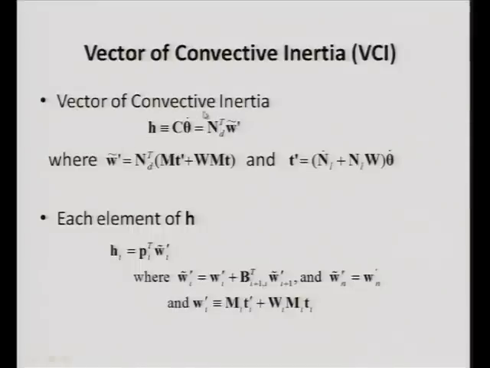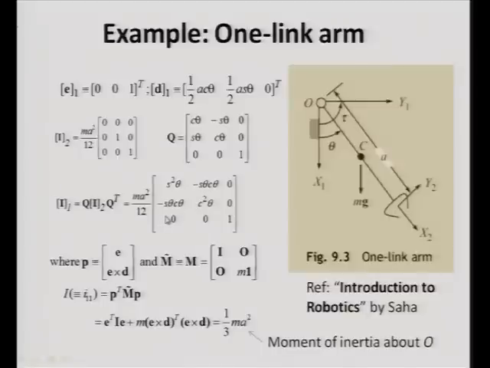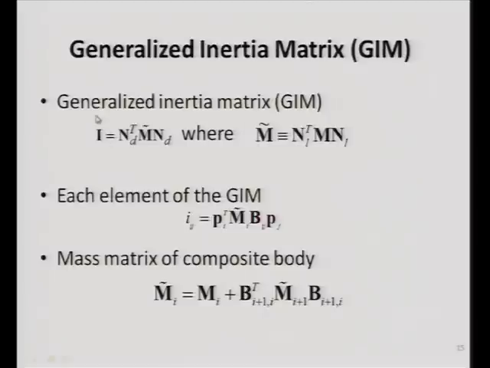So, the next one is the vector of convective inertia, H is equal to C theta dot. Again you can see this small w tilde prime can be computed recursively knowing the previous one, and the torque tau similarly, knowing the previous one. So, now come to an example and see, if I have to apply the same methodology, how do we go about it. So, for a one link system, this generalized inertia matrix will be of what size?